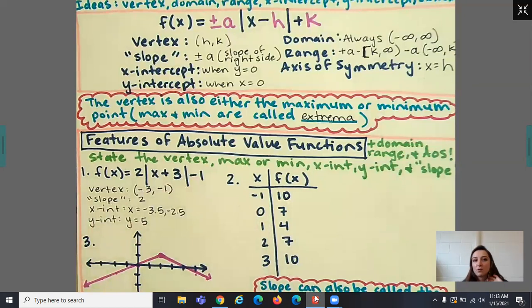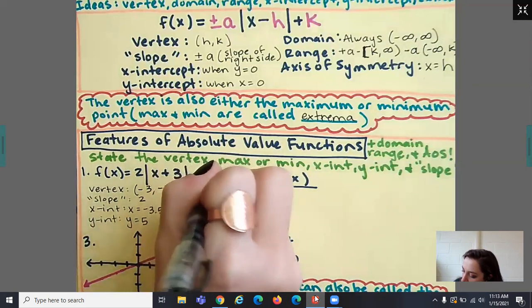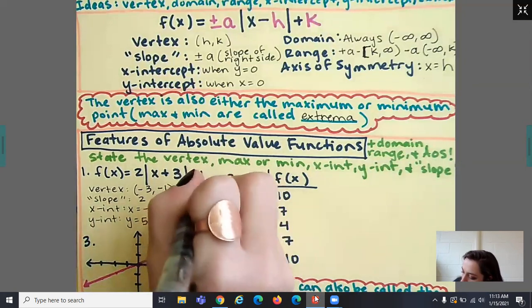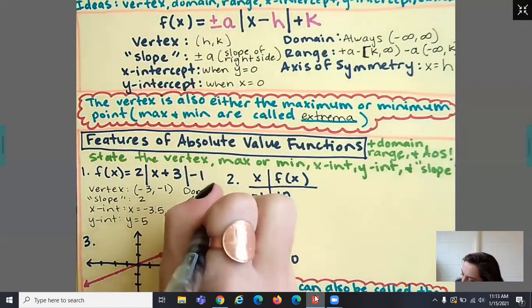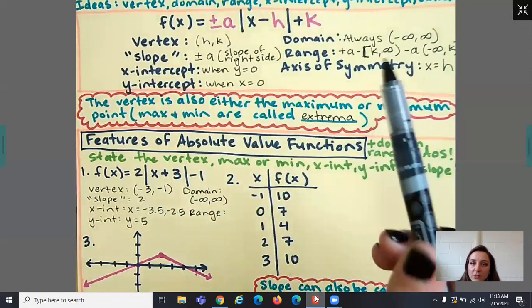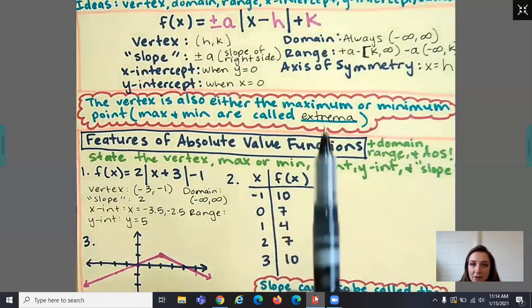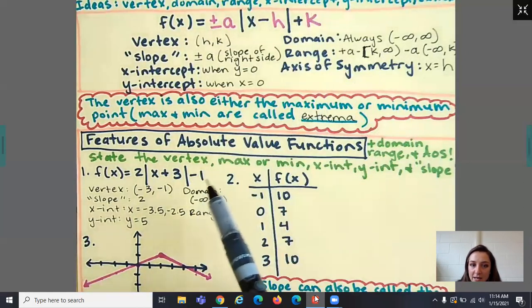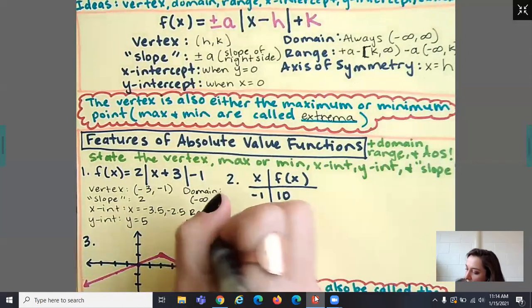Okay, let's do our domain, range, and axis of symmetry now. So with the domain, hopefully everyone gets this one right every single time. It's always going to be negative infinity to positive infinity. So that's literally just it for the domain. So let's move on to our range. And since the number in front is positive, that means we're going to go with this very first option. It's going to be k to infinity. So our k value is the number that's added on the end, which is negative 1 in this case. So our range is going to be from negative 1 to positive infinity.